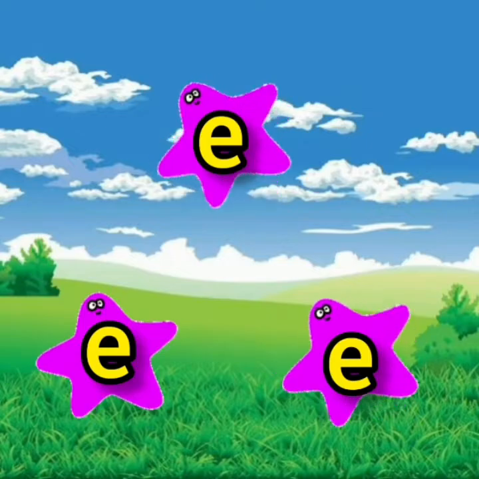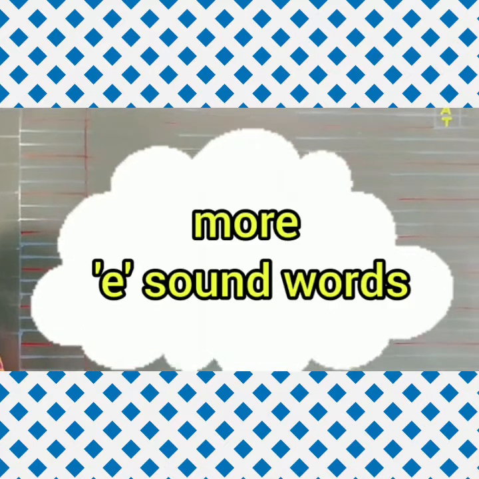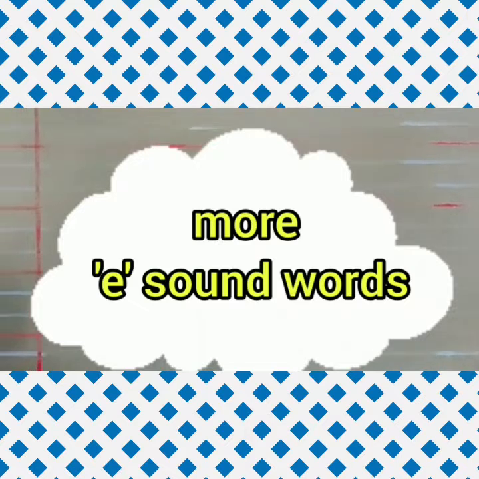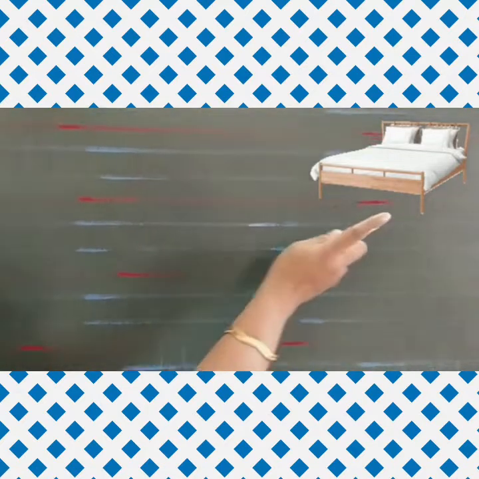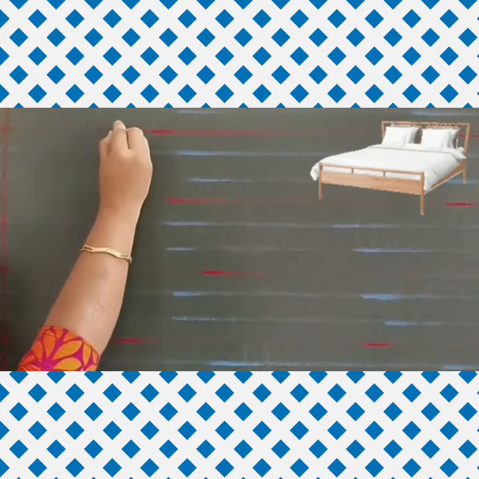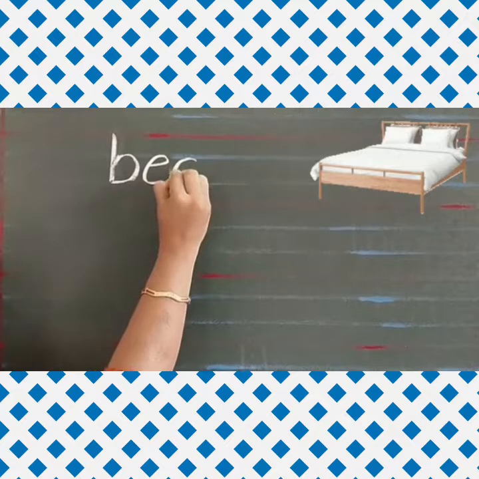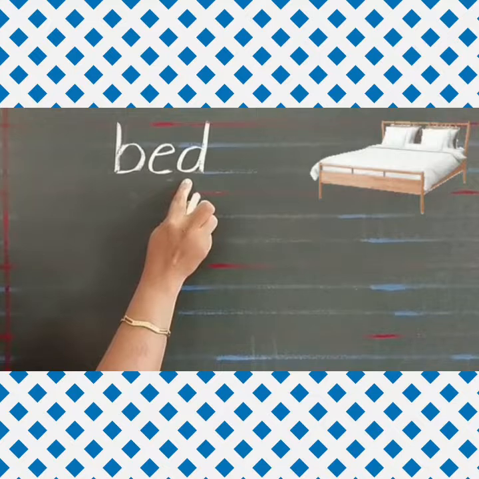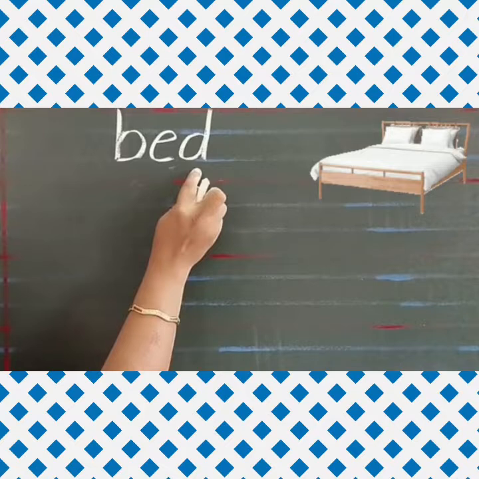Now children, after learning E and rhyming words, now we are going to learn more E sound words. Now here comes our first word, and that is, but before that tell me, what is this? Yes, this is a bed. Now what is the spelling of bed? B, E, D. Bed. B says B, E says E, D says D. B E D, bed.